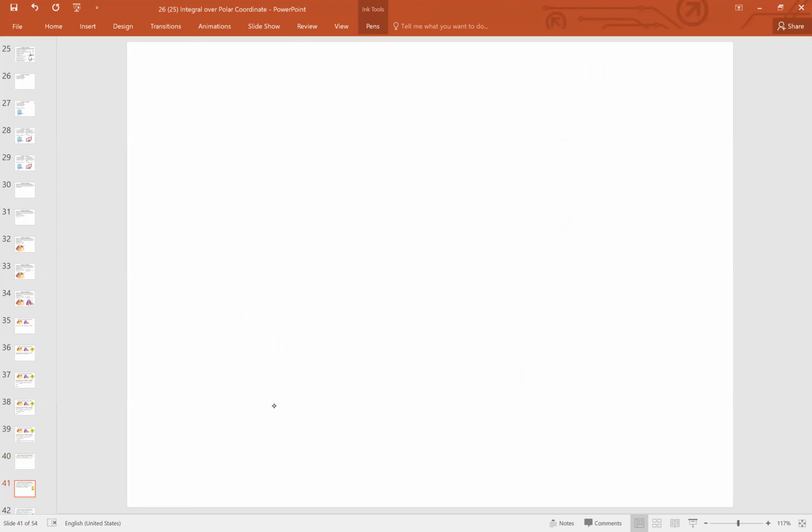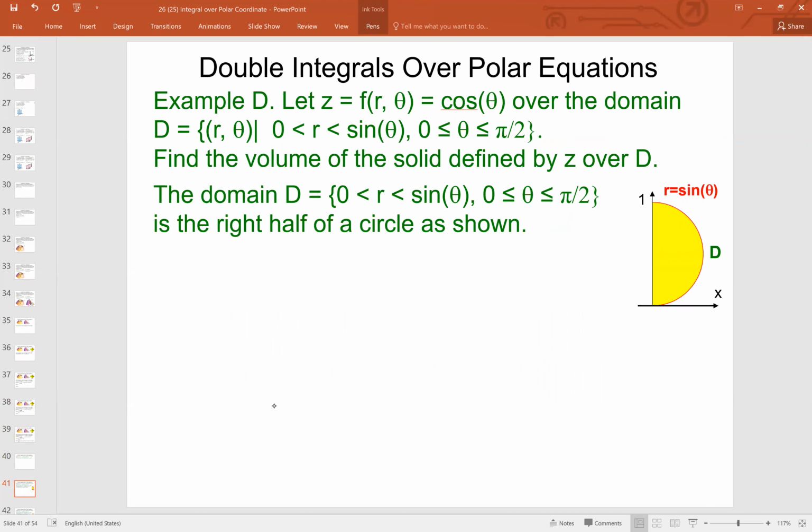Here's another one, which is slightly harder to see. F of r, theta is cosine theta. Okay. And we want to talk about the function over the domain. In particular, the domain is r between 0 and sine theta, and theta between 0 and pi over 2. In particular, we want the domain to be this half circle, right? Okay. And what does the function look like? The function looks like this.